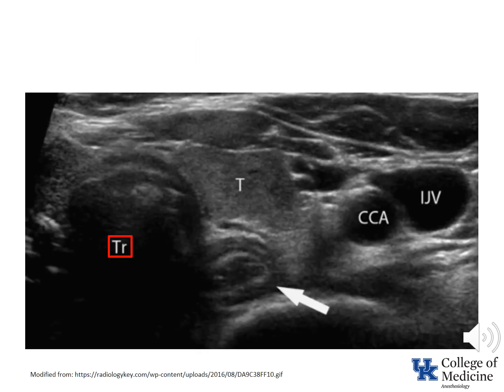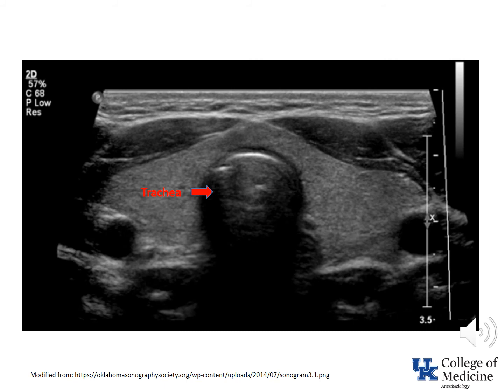Here's a transverse view of the neck. You can see the trachea, thyroid gland, the carotid artery, and the internal jugular vein. Notice that the esophagus, indicated by the arrow, is to the left of the trachea, which calls into question the efficacy of cricoid pressure in preventing regurgitation. One reason to look at ultrasound anatomy of the neck is to confirm correct positioning of a tracheal tube.